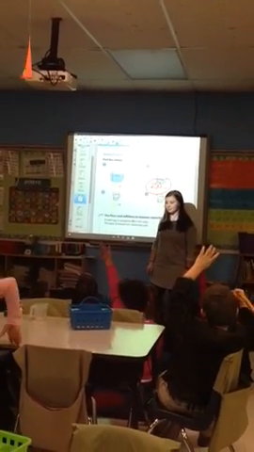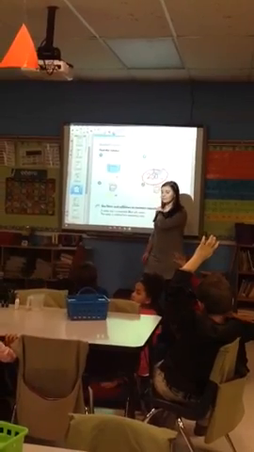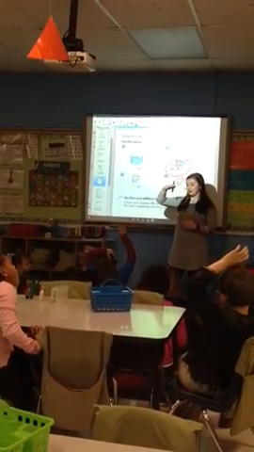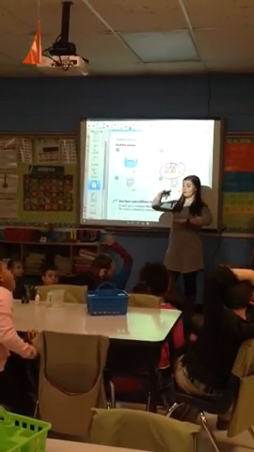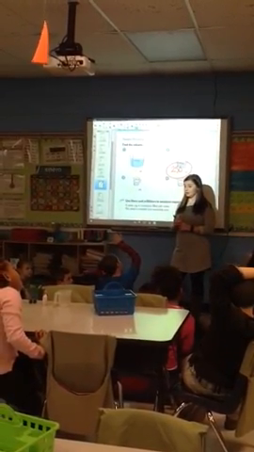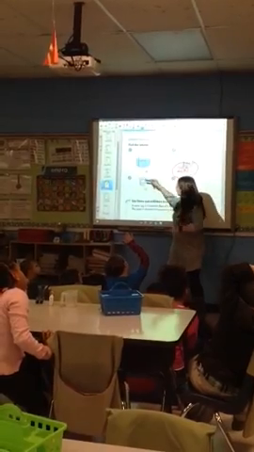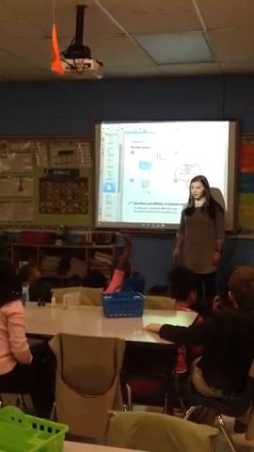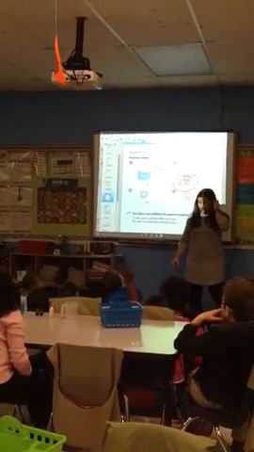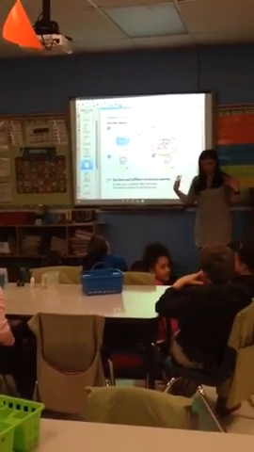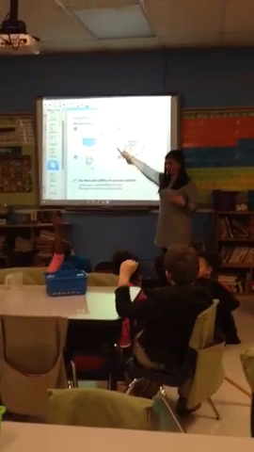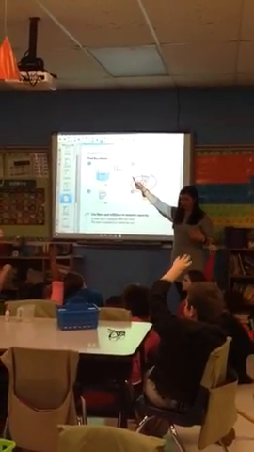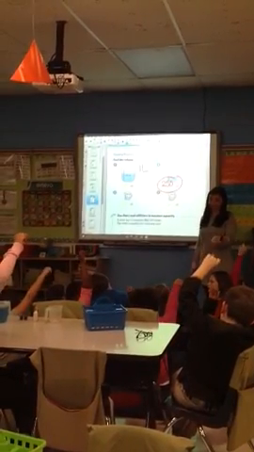Alasia? Remember what capacity is. It's how much liquid's in it when it's full. 1 liter. Good, Alasia. Does everyone understand how the capacity of that container is 1 liter? Show me on your hands, girls.